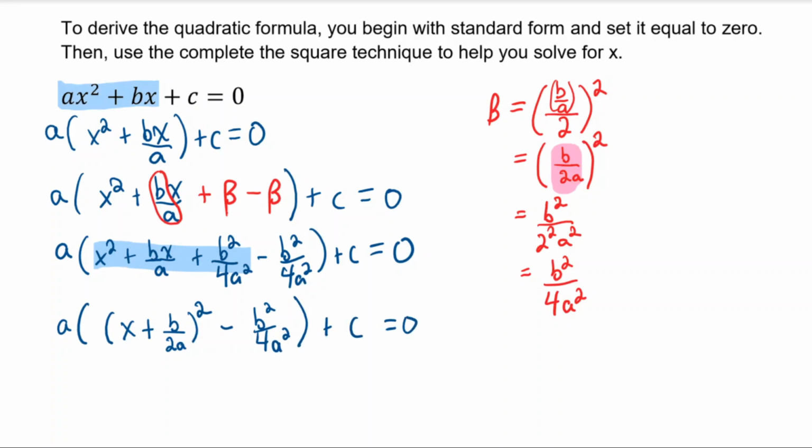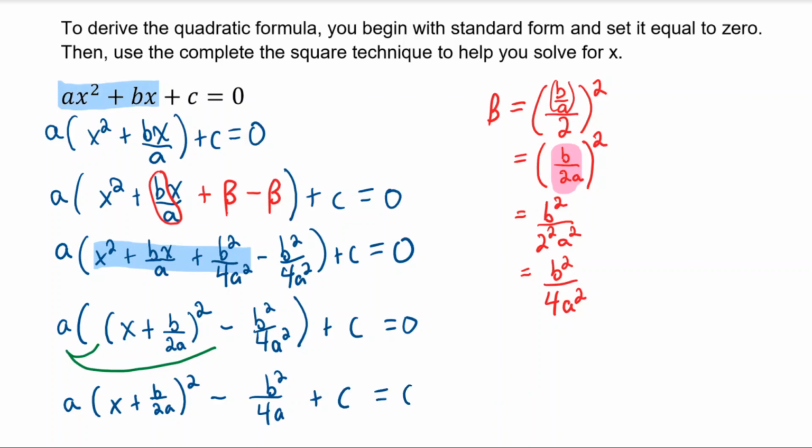Now, as before, like we always do, we expand the bracket out with these two terms. So we've got a times x plus b over 2a squared, and then minus a b squared over 4a squared. Now let me clean this up. We can cancel out one of these a's here, so let's do this like that. All right, so we've expanded out our brackets.